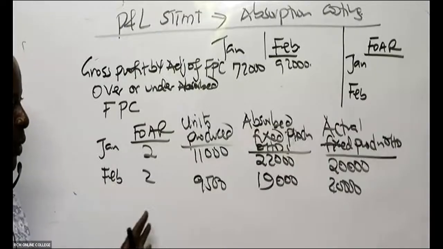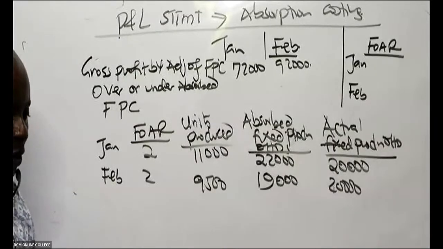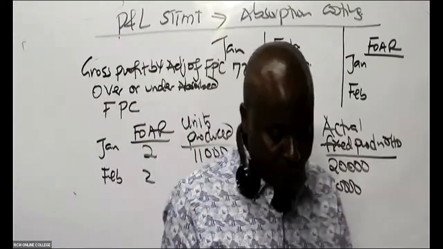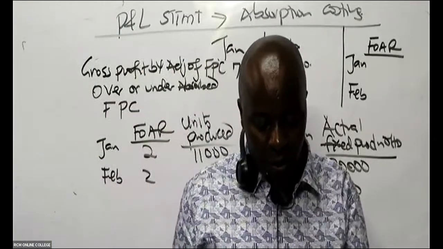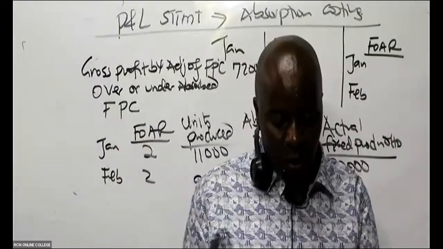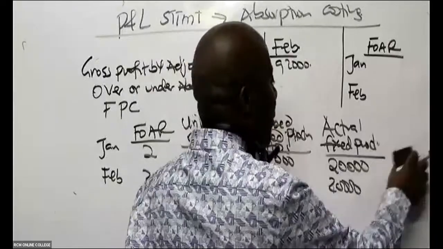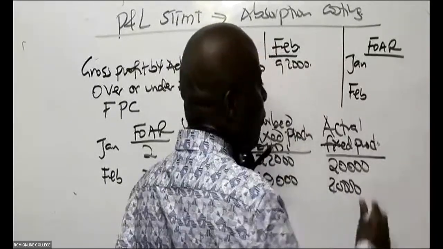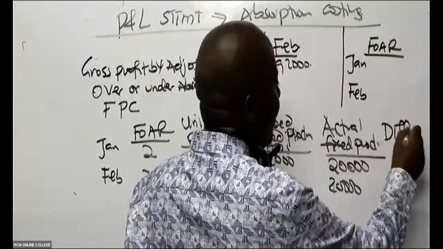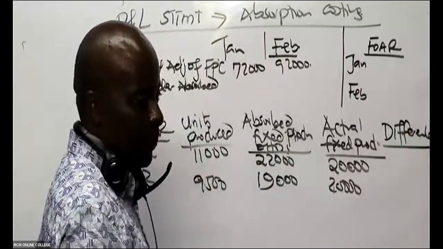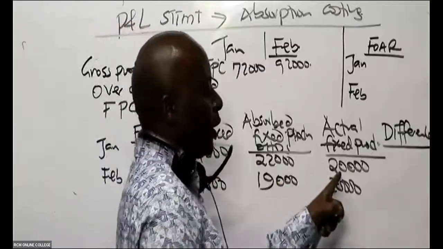Once you finish writing the working, please give me a signal. Say Y for yes. You should always give your mwalimu a signal. Thank you so much. So then come here and give me a column for difference. So 22,000 minus 20,000, that gives me 2,000.